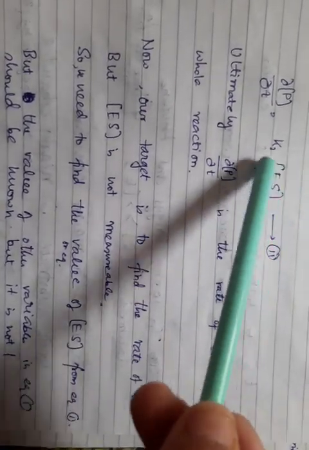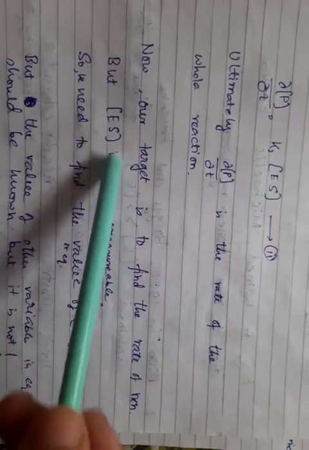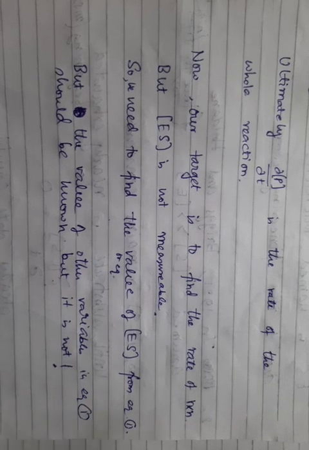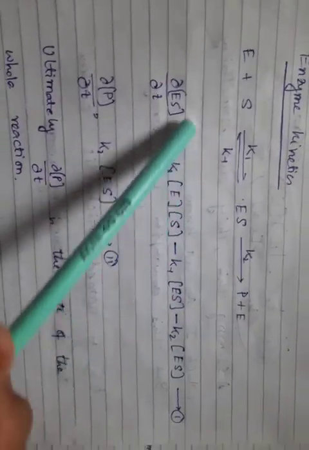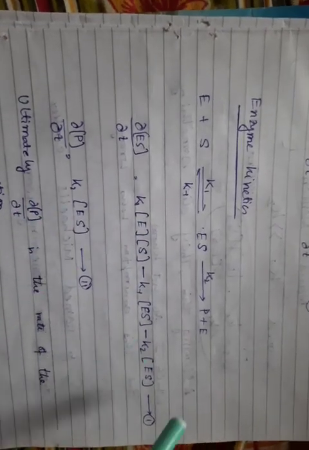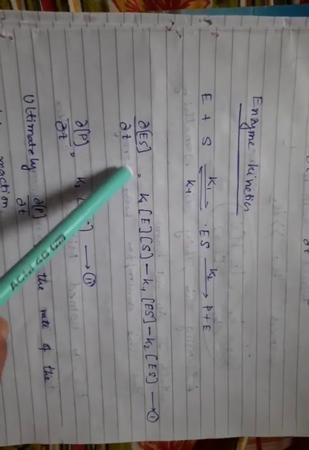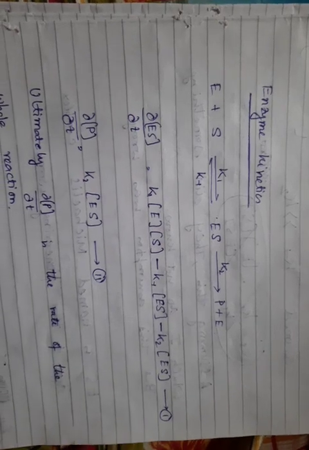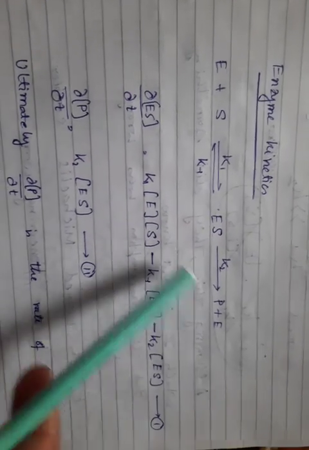But out here, ES is there, and it is not measurable because it is an intermediate in between. So we need to find the value of ES from this equation, because we have this equation other than this. ES is out here and out here.